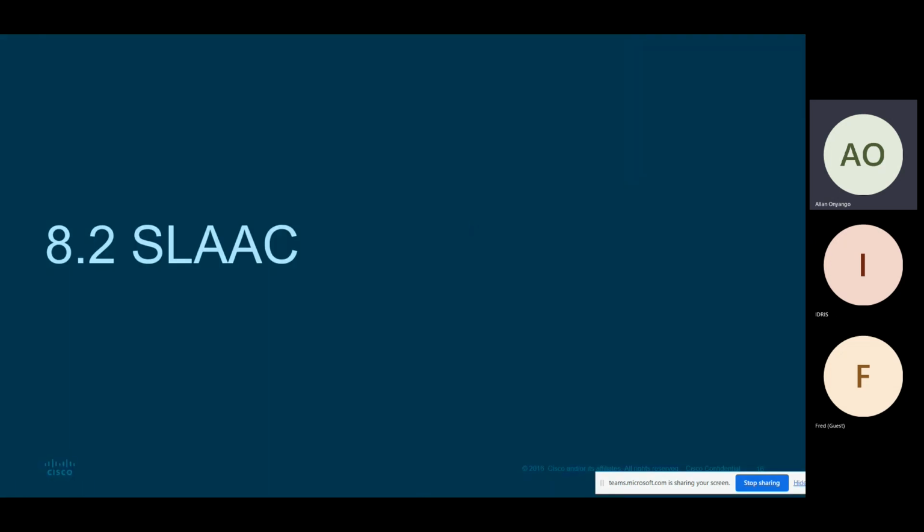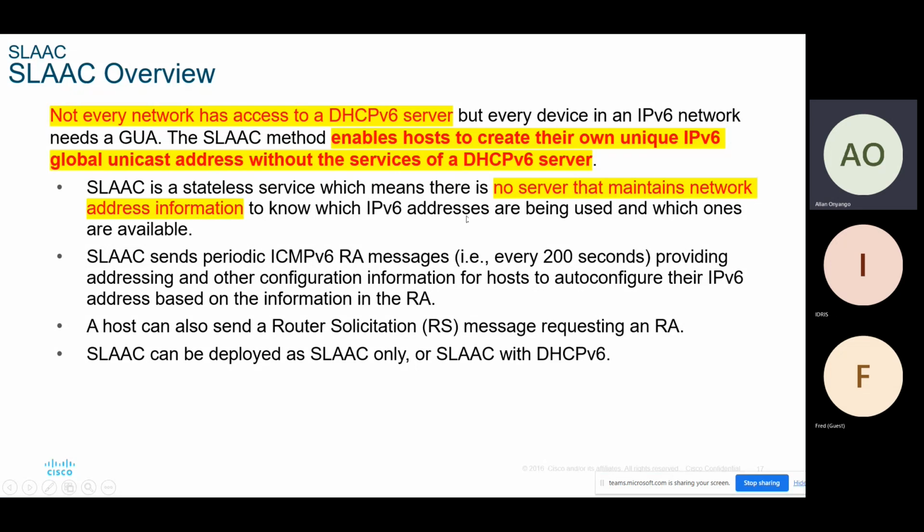Okay. So we have talked so much about SLAAC, and it's important to note, guys, that not every network normally has access to a DHCPv6 server. In IPv4, obviously you need a DHCP server, but DHCP servers can be expensive sometimes. So not every network can have access to a DHCPv6 server. But remember, every device needs to access the internet, and so it needs an IPv6 address. Actually, it needs a public IP, which is called the GUA, the Global Unicast Address.